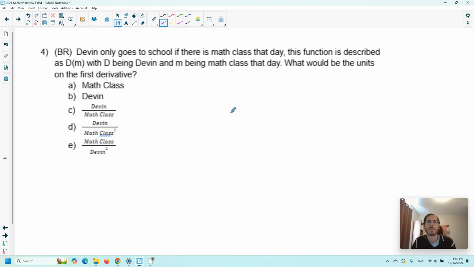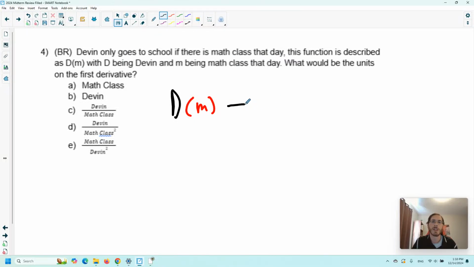All right, next up we got 4. Devin only goes to school if there's math class that day. This function is described as D of M. So we have D of M, with D being Devin and M being math class that day. What would be the units on the first derivative?